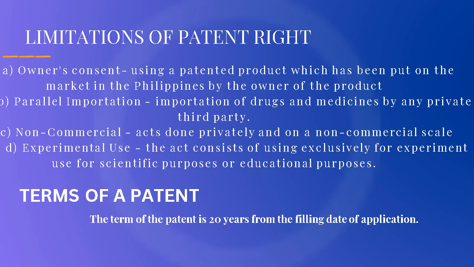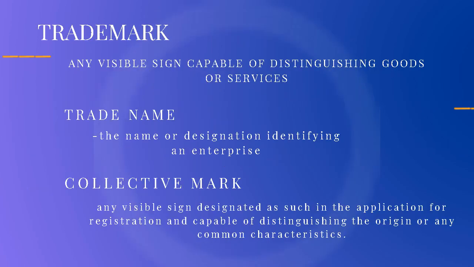The act consists of using it exclusively for experiment, for scientific purposes or educational purposes. Terms of a patent. The term of the patent is 20 years from the filing date of the case. Now, what is a trademark? A trademark is any visible sign that is capable of distinguishing goods or services.